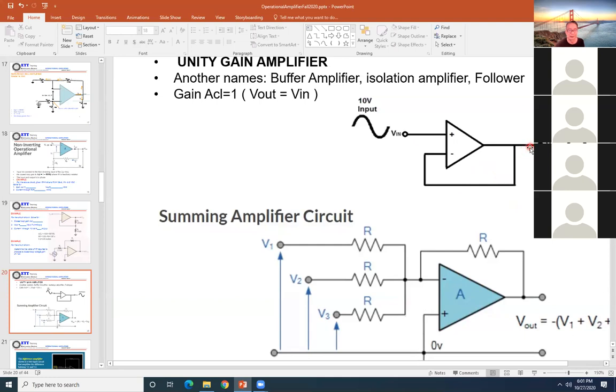So that's why you get a problem with the output, but that does not happen to the input. The input is still okay. That's the main purpose of the follower or buffer amplifier. Or they say isolation. That means they isolate between the input and the output.